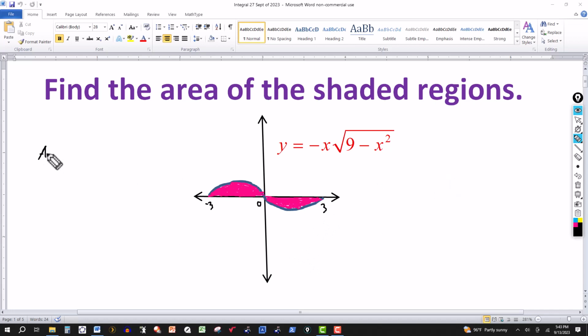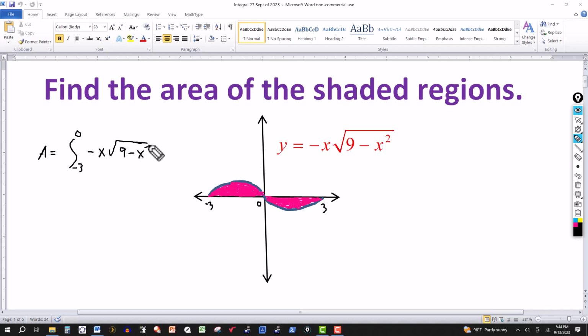So the area can be computed by finding the area of one of these regions. I'll take the first one here, negative 3 to 0. So it's the distance here, of course it's the y. I draw a little strip here. The width would be dx, so this is integration with respect to x. This would be minus x times the square root of 9 minus x squared.